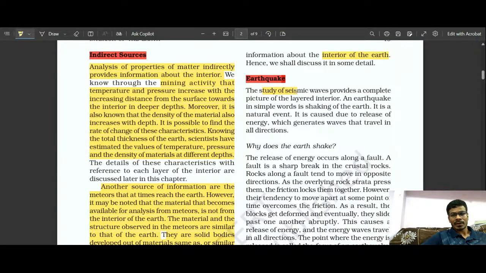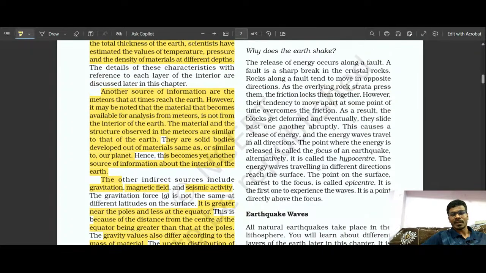The study of seismic waves provides the complete picture of the interior of the Earth, the interior layers, what is there inside. So what is an earthquake? In simple words, it is the shaking of the Earth. It is a natural event caused by the release of energy, which generates waves that travel in all directions.